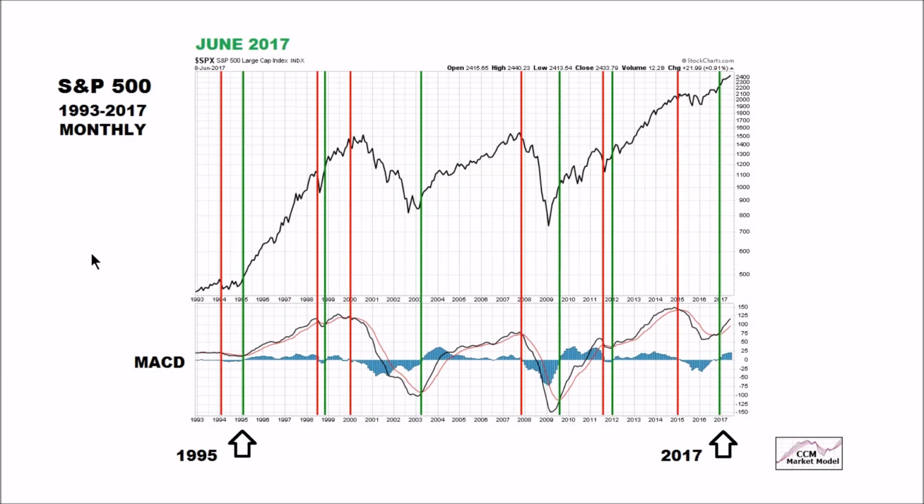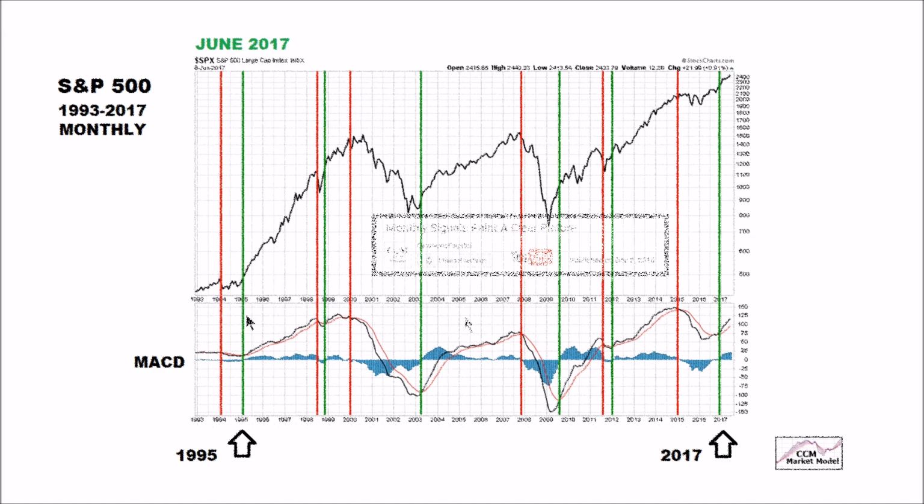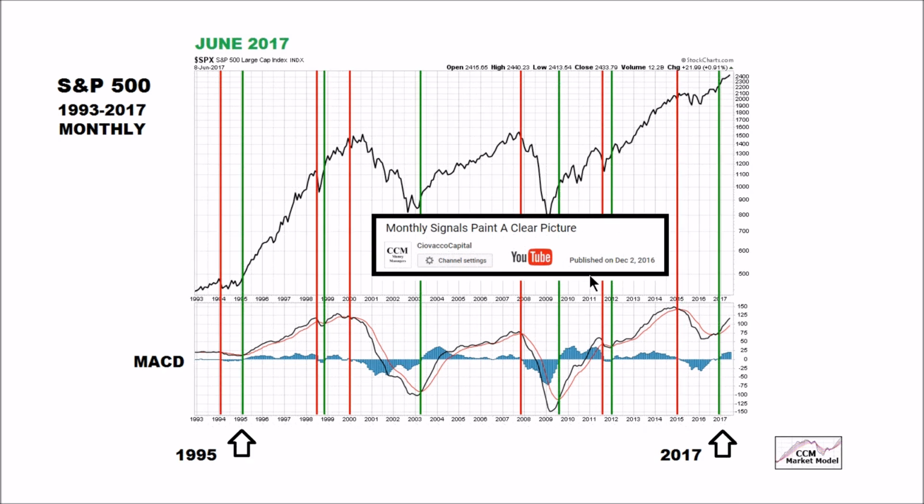On December 2nd, 2016, we covered a relatively rare long-term momentum shift in the S&P 500. It's occurred 1, 2, 3, 4, 5 other times since 1993, and as you might have guessed, one of those times was calendar year 1995. You can find the December 2nd, 2016 video by Googling this title here.